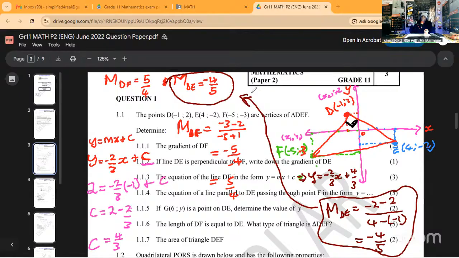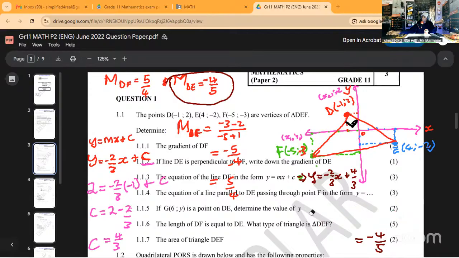So anyway, even if you had gotten 1.1.2 incorrect, you still had a chance to get 1.1.3 correct just by knowing that to get the equation, I must find the gradient first and then choose one point and then substitute whichever side I want. Still together?